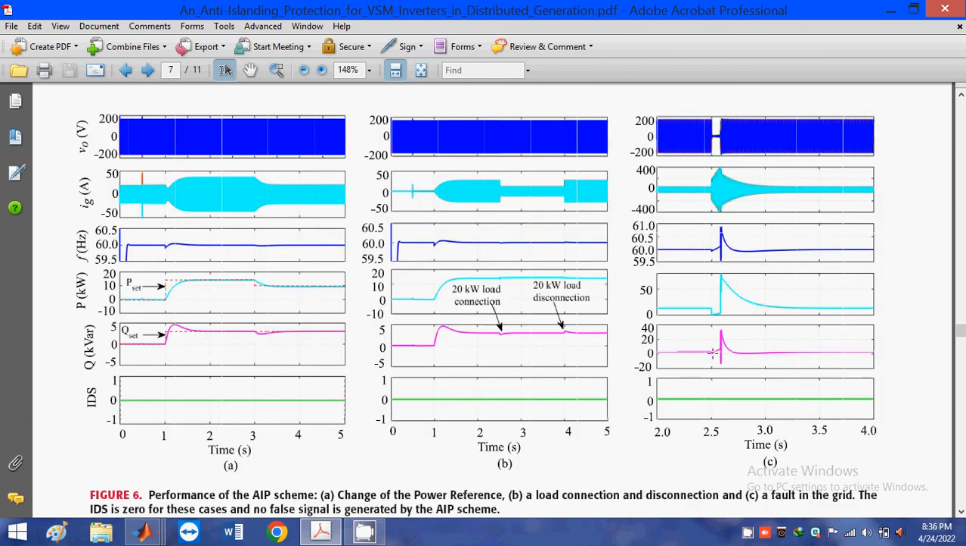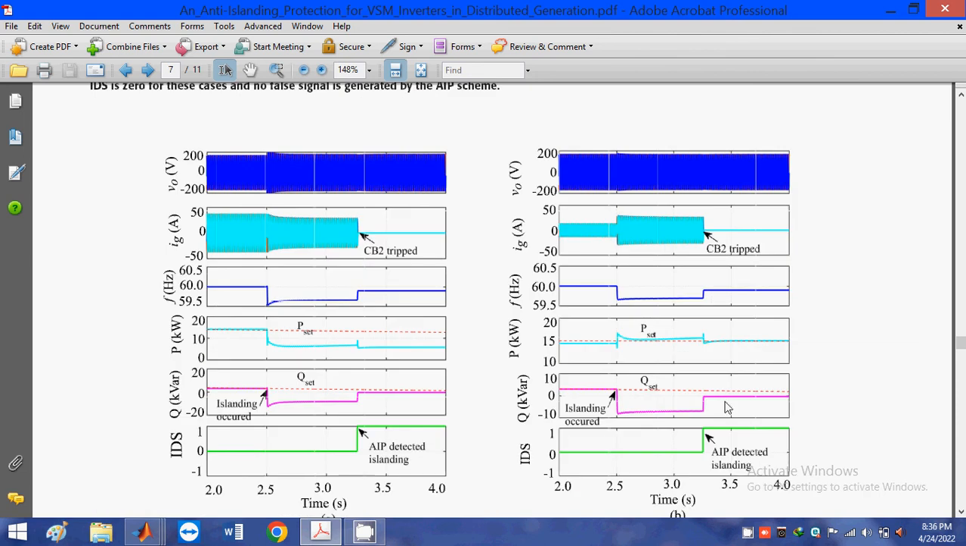So at this time interval also we have changes in the active and reactive power. Okay, so at this time we don't have any detection of the islanding. Why? Because it occurs for a fraction of seconds only. When a fault occurs for a fraction of seconds, at that time we don't detect any islanding mode. Okay, that is the role of the AIP.